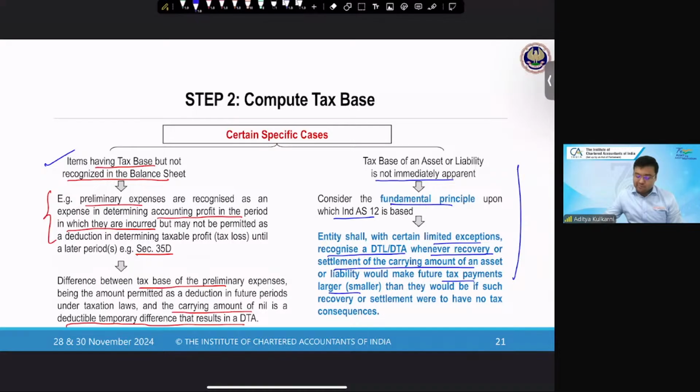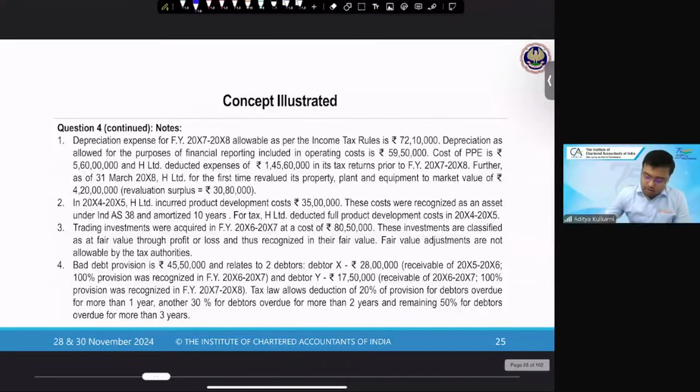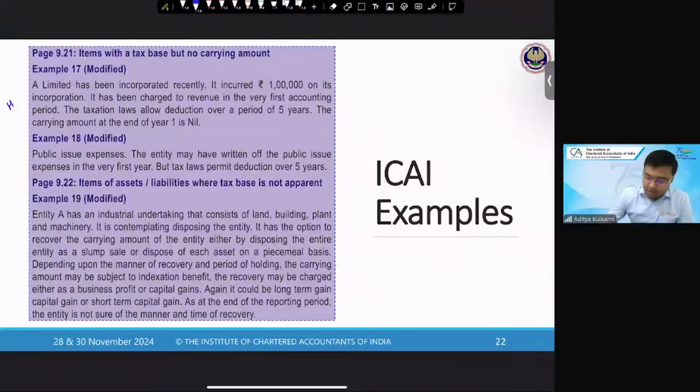All right. Fine. Now, you can do this first question for homework. I took the example of 1,000 rupees. The Institute has given the same example with 1 lakh rupees. That's the only difference; otherwise, there is no other difference. So do this for homework. Public issue expenses: the entity would have written off the public issue expenses in the first year. Tax law permits deduction over 5 years. Same as above.